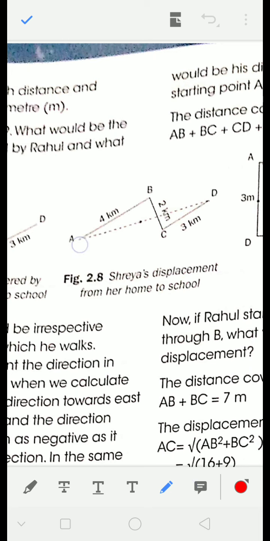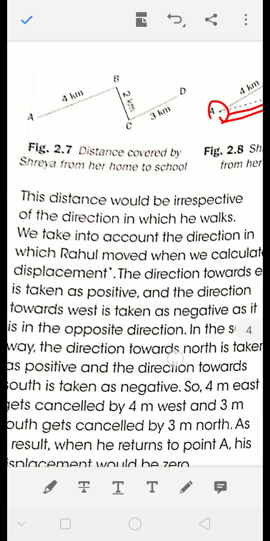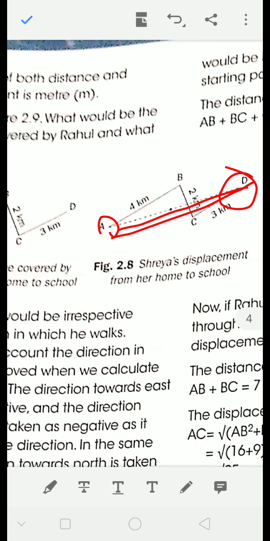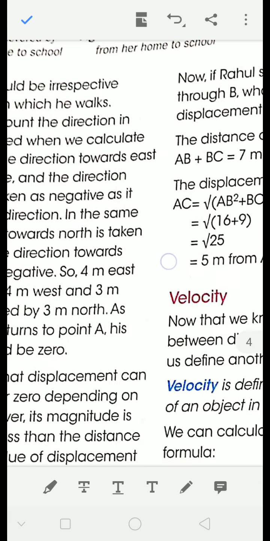As you can see here, this A is called the initial position because the body has started the journey from A and it has reached D. D is called the final position. So the shortest distance between A and D, this is called displacement. So displacement is the shortest distance between the initial position and the final position.